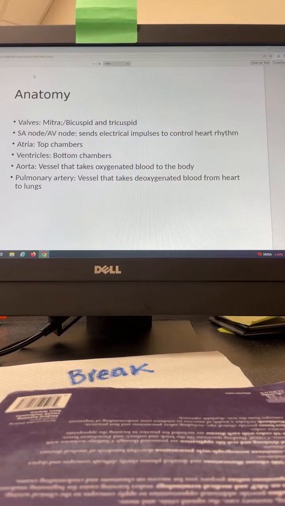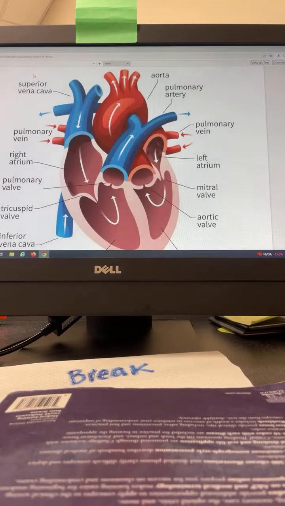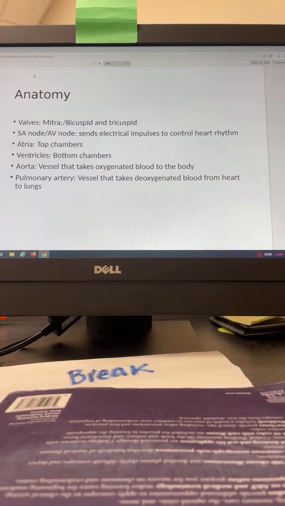It's not shown in this picture, but there's something called the SA node and the AV node. Basically, it's just a clump of cells within the heart. It doesn't really matter where it is. Just know that its function is to send out electrical impulses to regulate the heart rhythm. So your heart rate is based upon the electrical impulses of the SA node and the AV node. They regulate how fast your heart beats.